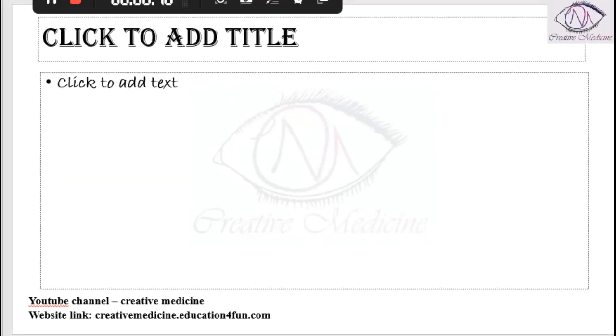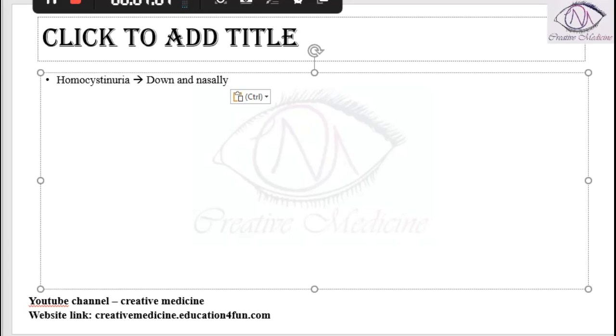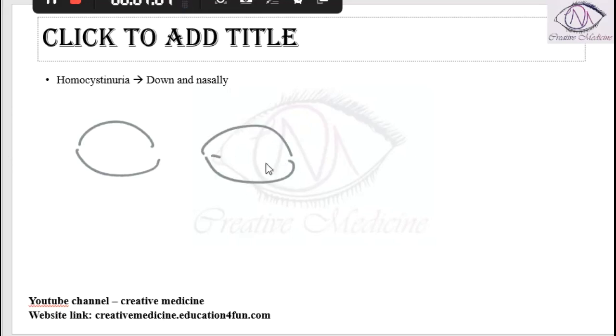Then we have homocystinuria. In homocystinuria, the lens are displaced downwards and nasally. If this is the pupil, they are displaced downwards and nasally. This is nasally and downwards. They are displaced in homocystinuria.